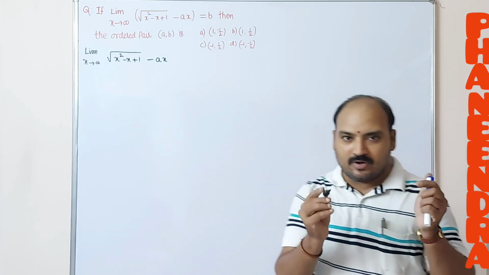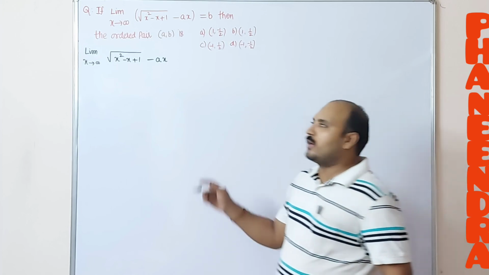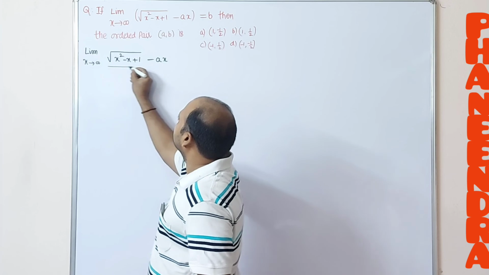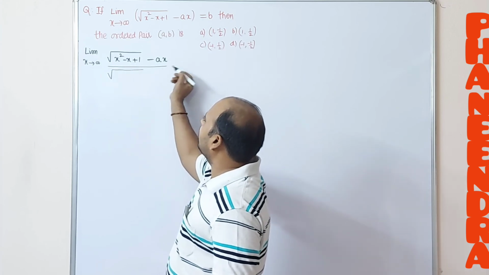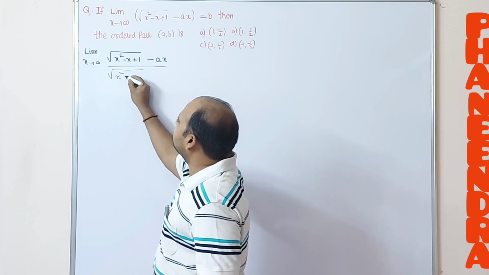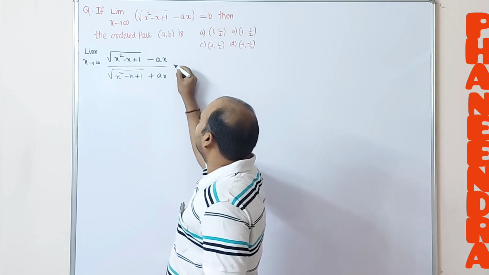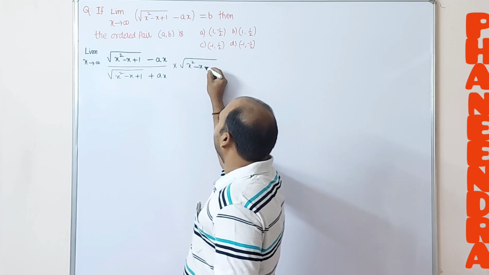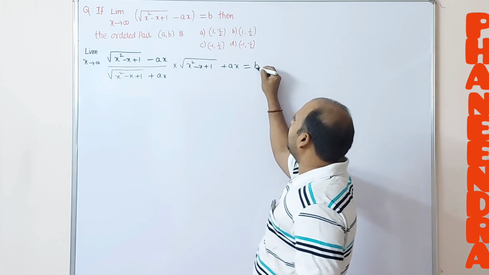So x is equal to infinity, substituting directly gives infinity minus infinity, an indeterminate form. So rationalizing with respect to the numerator. The rationalizing factor of root of x square minus x plus 1 minus ax is root of x square minus x plus 1 plus ax, multiplying and dividing by root over x square minus x plus 1 plus ax, which is equal to b.